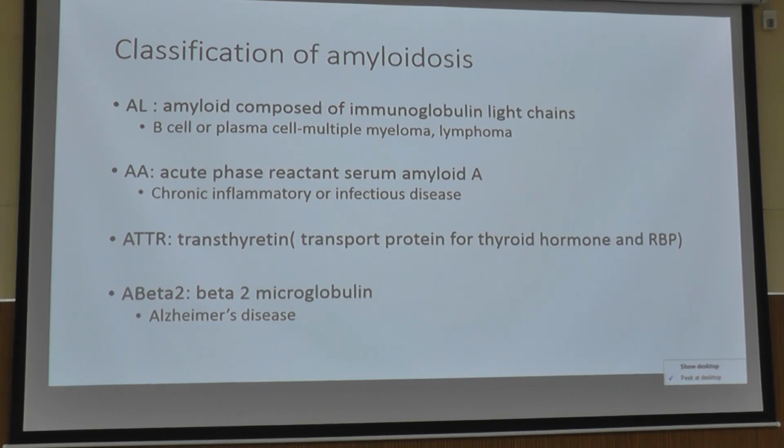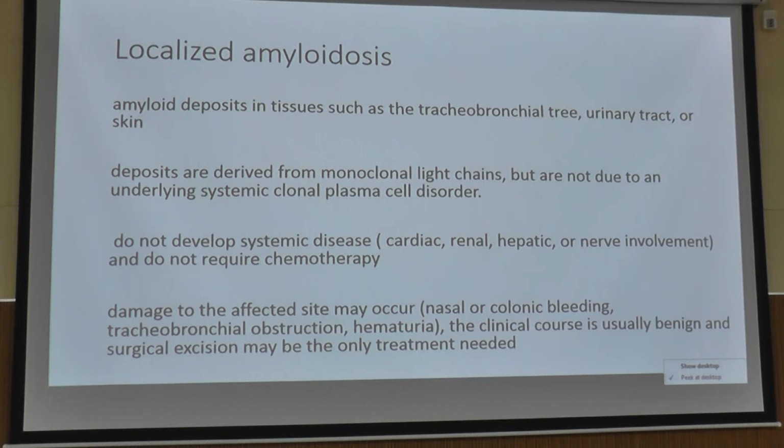So that is not so common, except now you see Alzheimer's dementia. There also again this beta 2 is where we commonly see now. Now, coming to localized amyloidosis, they deposit in tissues, maybe retrobronchial, urinary tract, skin.